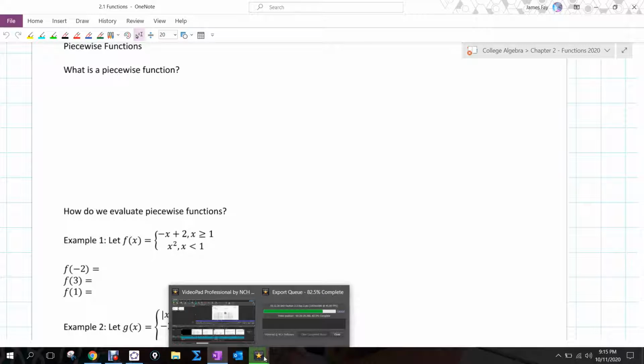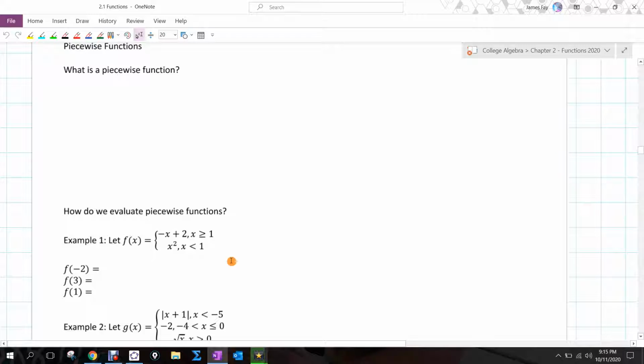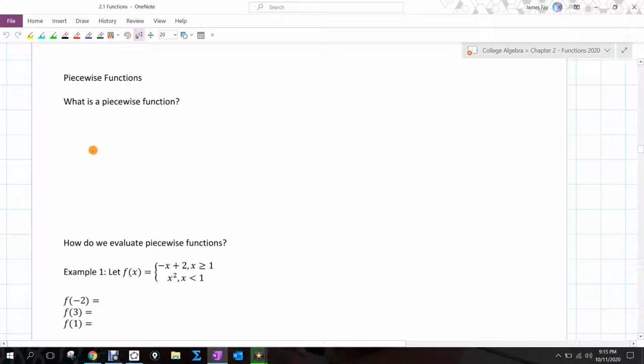Alright, we're going to continue our discussion about functions. This is a new type of function. It's called a piecewise function. And what is a piecewise function? A piecewise function is a function that is built by using pieces of other functions on different intervals.